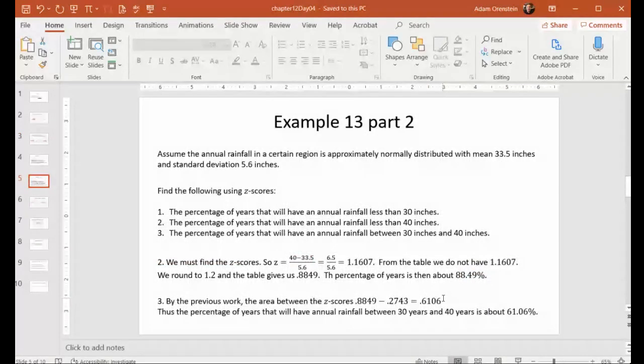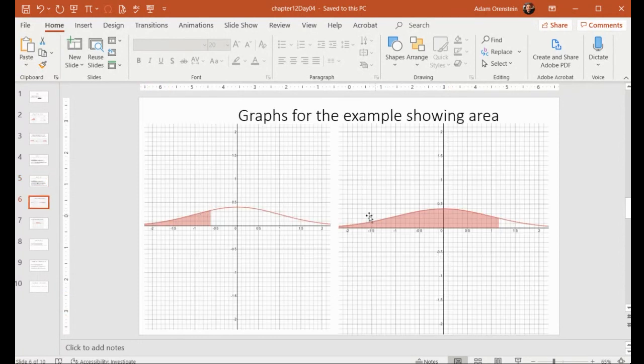We get that the area between is about 0.6106, so about 61.06% of the years have annual rainfall between the two. That's all I'm trying to get you to see. Graphically, this is what we're doing here. This was for the first z-score, negative 0.625. This is the area to the left. Here, we have the area to the left of the other z-score, which is 1.1617.